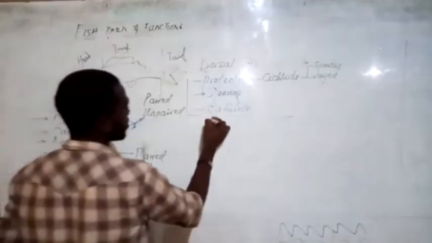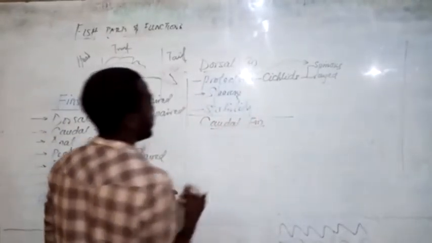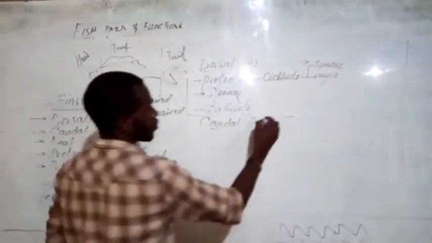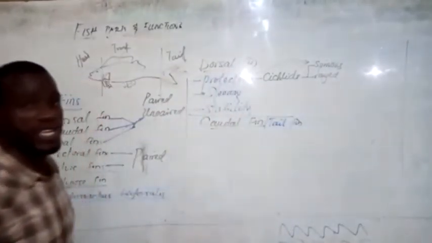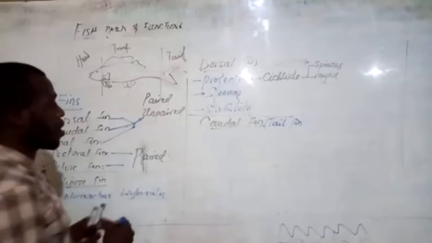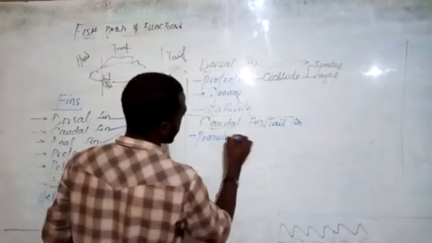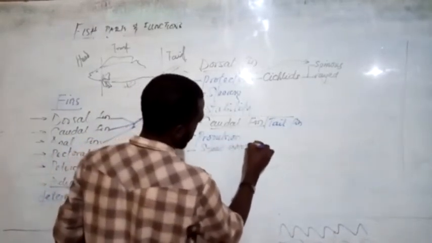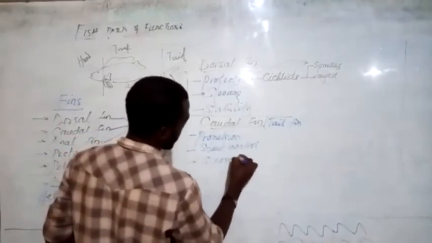Now the second is the caudal fin. The caudal fin also performs a number of functions. The caudal fin is also called the tail fin. Now, the caudal fin is basically used for propulsion in water, speed control, and some amount of steering. The caudal fin also helps in some amount of steering.